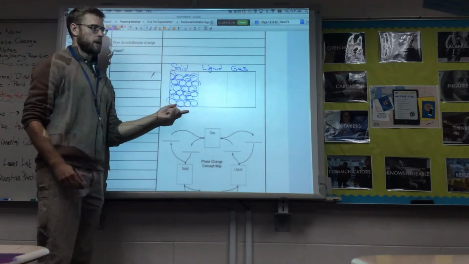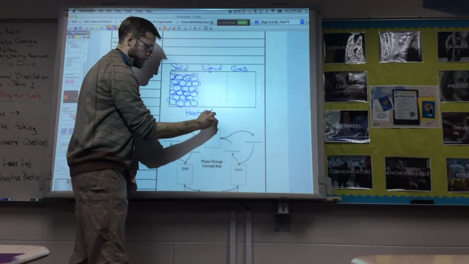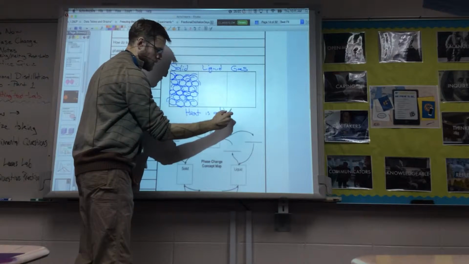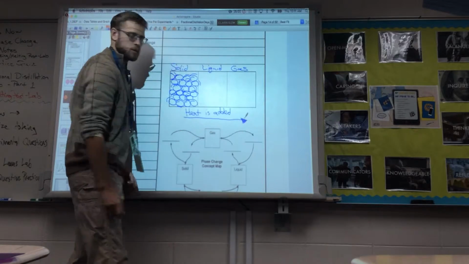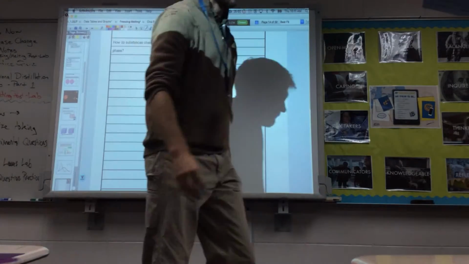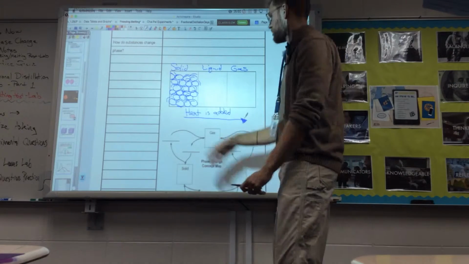Next, what I'm going to do is add heat. So I'm going to say heat is added as I go this way. I'm going to add heat to this substance. Make sure you draw that line in there. I'm going to add heat going that way, and I'm going to see what happens.